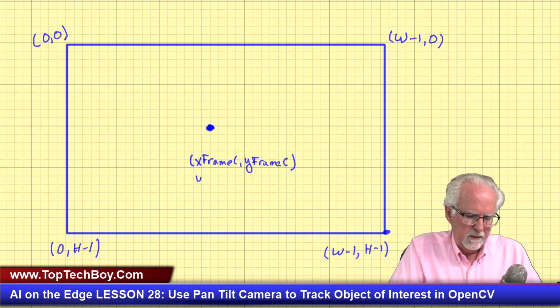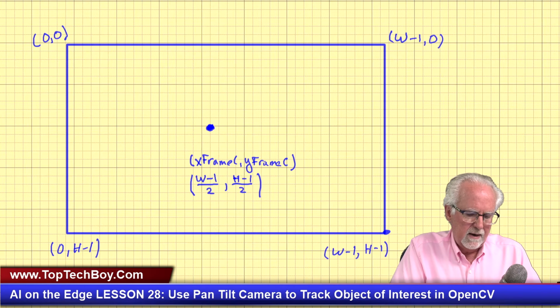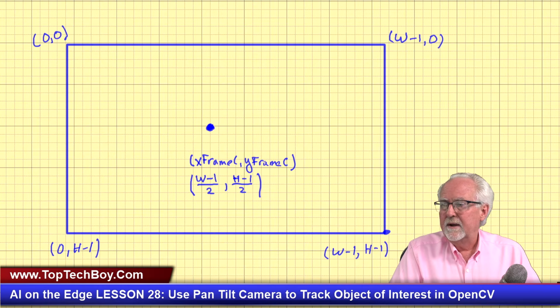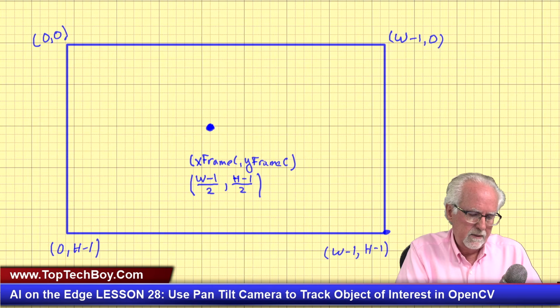So that would be (W minus 1) divided by 2, comma, and then the Y frame center would be (H minus 1) divided by 2. Now, when we program that, we need to make those integers, but those are our values. So now we've got our corners and our center point labeled, and we know how to calculate them. Okay, what else are we going to have?